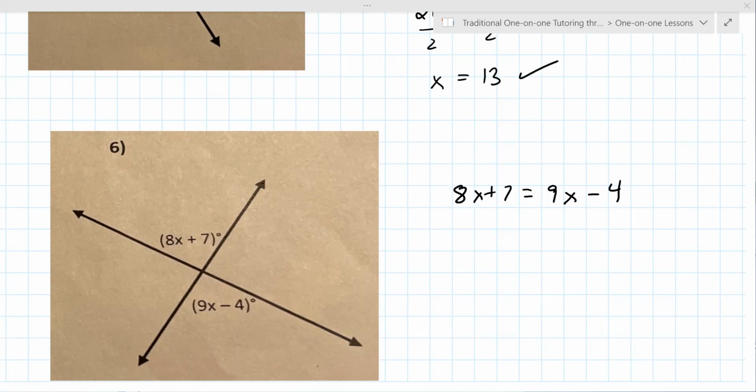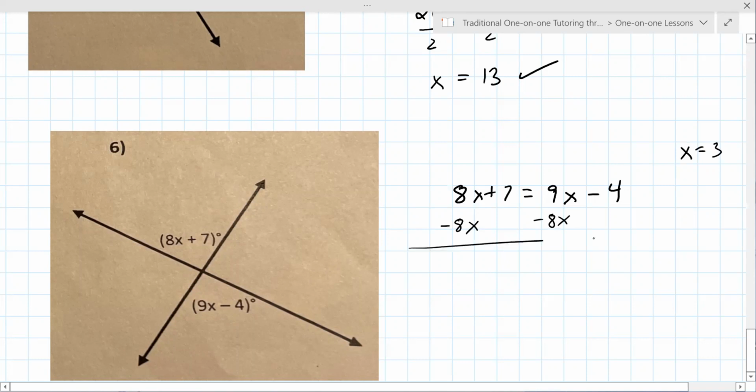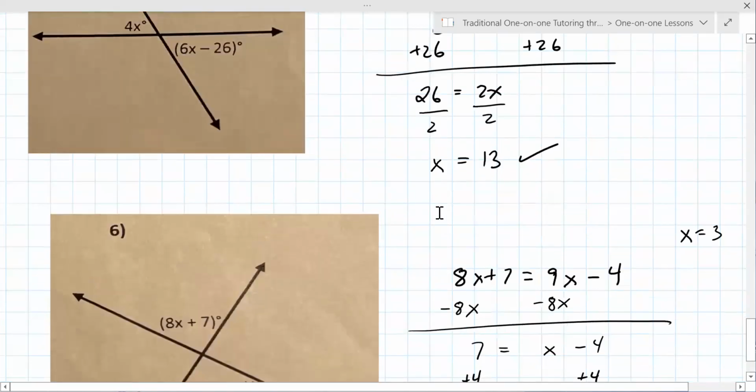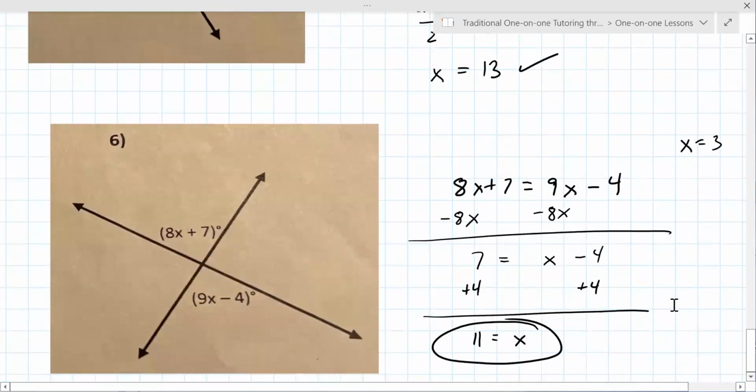It's x equals 3. Let me work through it here. So I'm going to subtract 8x from both sides. 7 equals x minus 4. Then I'm going to add 4 to both sides. Do you see your mistake? Yeah. All right, so 11 is equal to x. There's actually a check we could do, but we're not going to work on that right now.